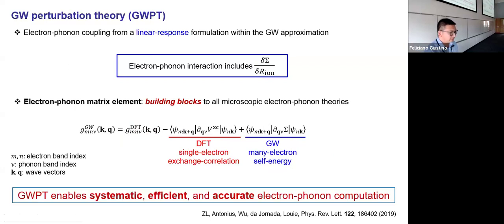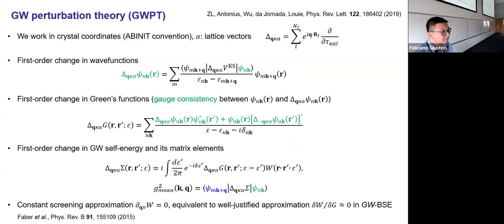And with this method, now we can systematically, efficiently, and accurately calculate electron-phonon coupling going beyond DFT. So a little bit more about what is actually being done, still on a rough picture scale. So what we need to do in a GW perturbation theory calculation is that we need to construct a few quantities.